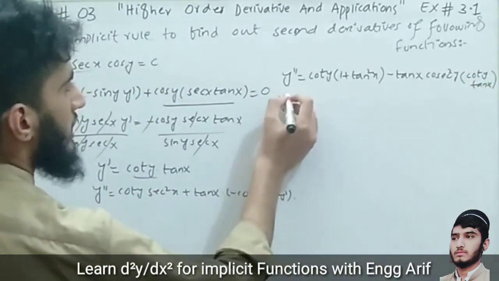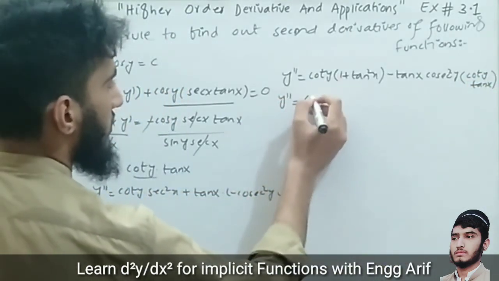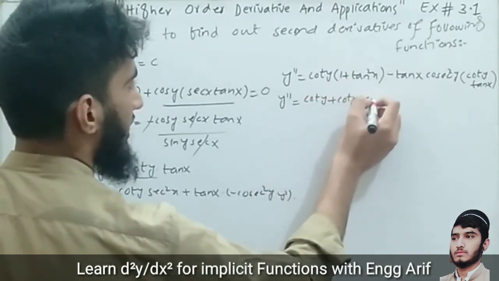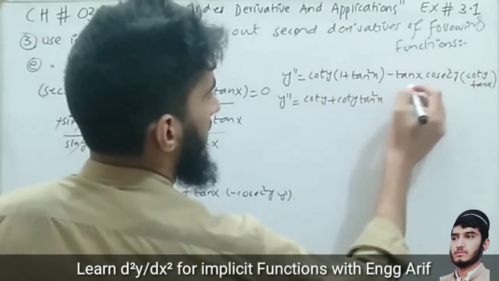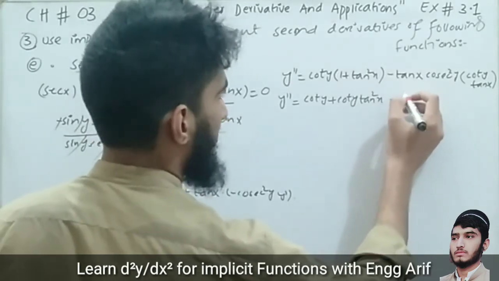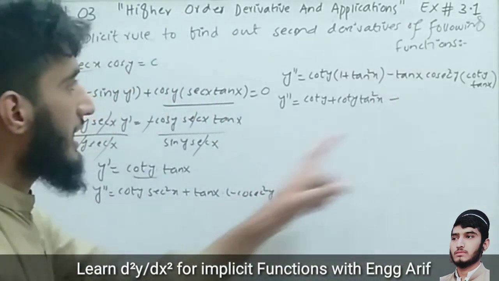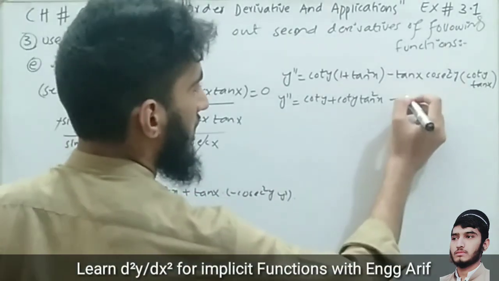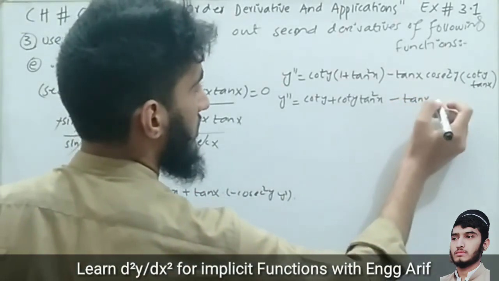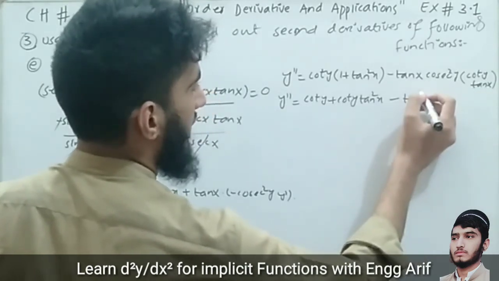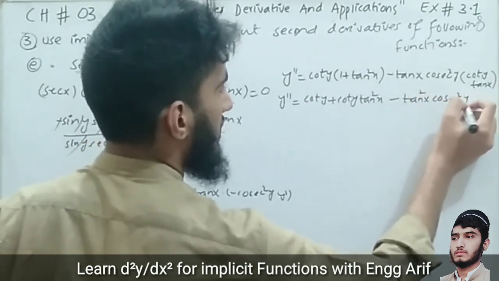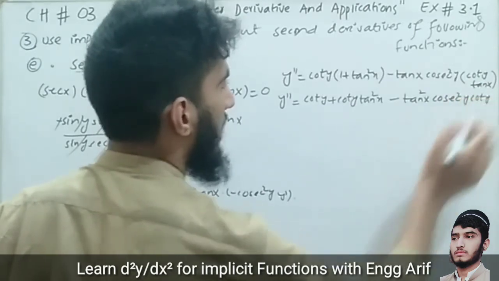So y double dash will be cotangent y plus cotangent y tangent square x, and minus tangent x cosecant square y times y dash, which is cotangent y into tangent x. It becomes minus tangent x times tangent x, which gives us tangent square x cosecant square y cotangent y.